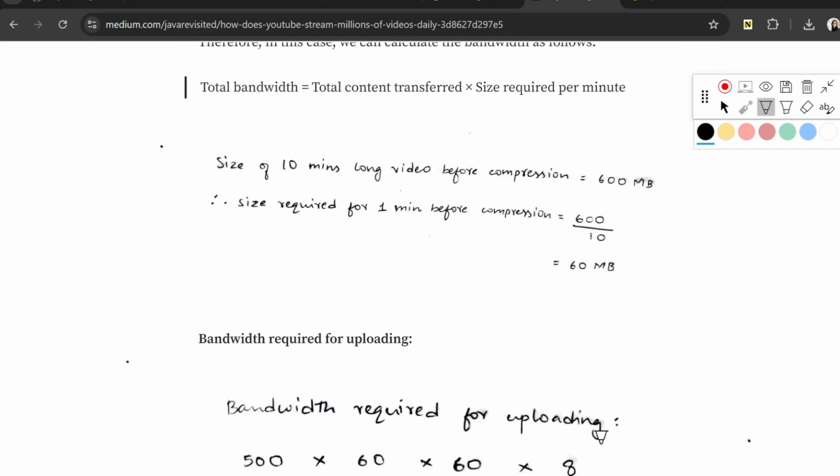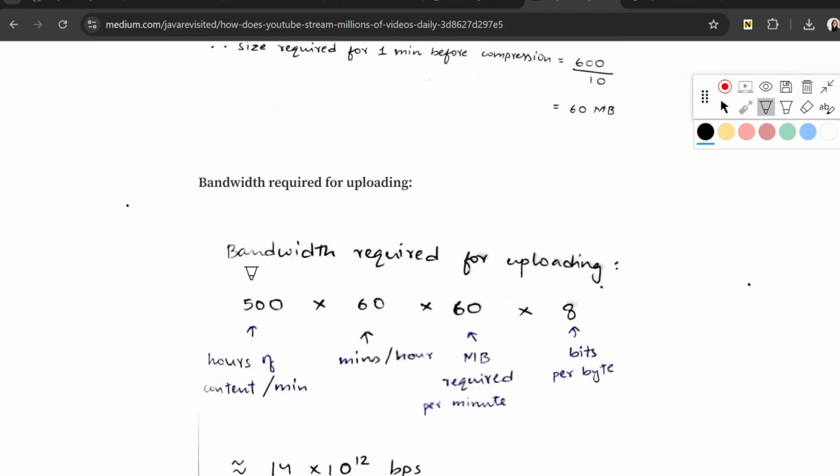Okay, now what is my upload bandwidth? In totality across the world, 500 hours of content is getting uploaded every hour. This much calculation is clear. Now the size of the video per minute is 60 MB. We multiply 60 MB by this, and we multiply by 8 to convert bytes to bits, because we want it in bits per second. All the conversions are done in terms of seconds.